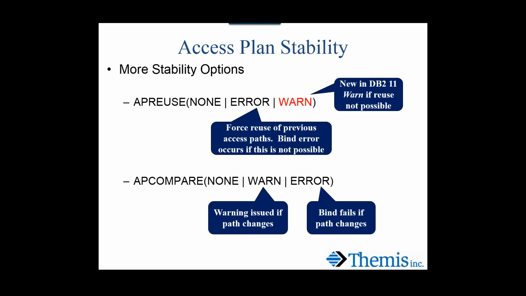So that means you're going to get more of your packages to rebind this way, theoretically all of them, and you're going to get some warnings that say, here are the statements that I just could not force the use of the old access path. So if you have 100 statements in a package and one of them can't be forced to use the old access path, then the warn really comes in handy because the other 99 will continue to use their old access path. We won't fail the whole package just because one of them is failing.